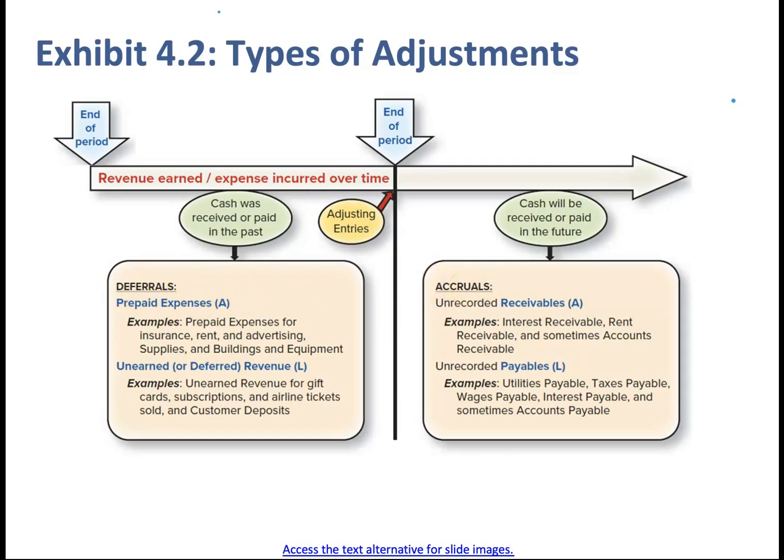Now, I want you to pay attention. Both deferral and accrual are related to the adjustment in the current period. Now, the textbook's figure looks like the accrual would be adjusted in the next period. That's not true. Accruals and deferrals are all adjusting entries from the perspective of the current period. So what is the deferral? Deferrals are transactions where cash was received or paid in the past.